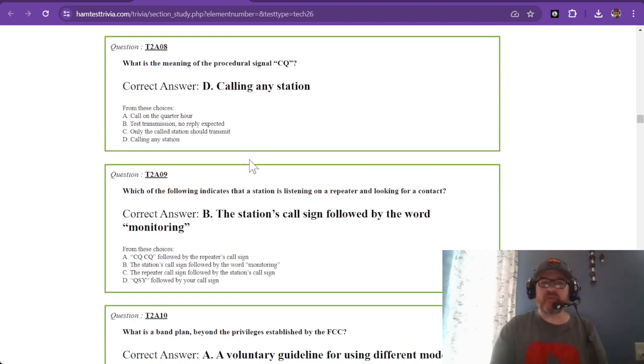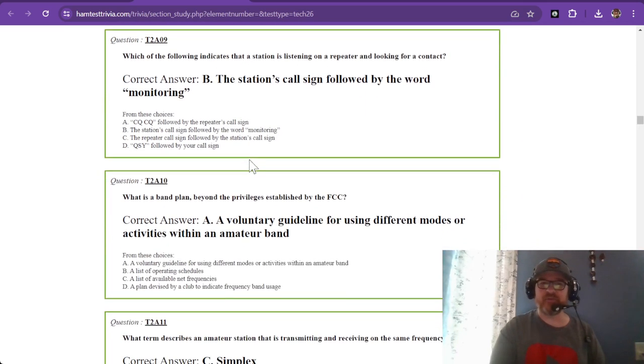What is the meaning of the procedural signal CQ? And CQ means that you're calling any station. CQ, CQ, this is Whiskey 1, Radio Charlie Papa. And then somebody might call back and say, Whiskey 1, Radio Charlie Papa, Alpha Bravo 2, Charlie Delta. And then I can call them back and have a conversation or whatever's going on for that particular activity that I'm doing.